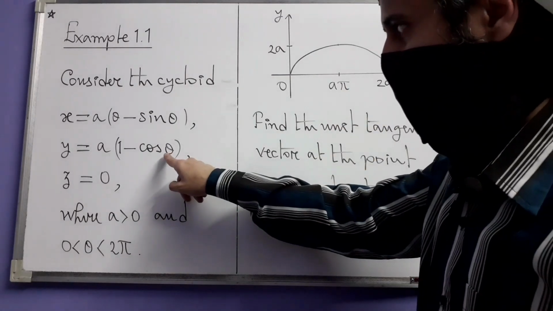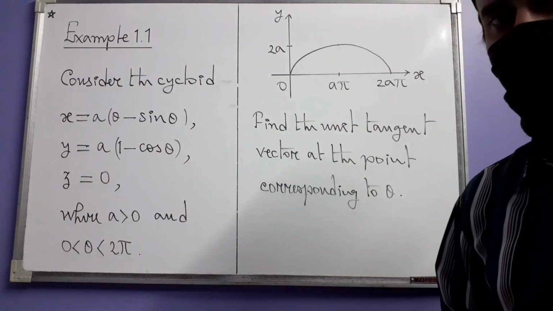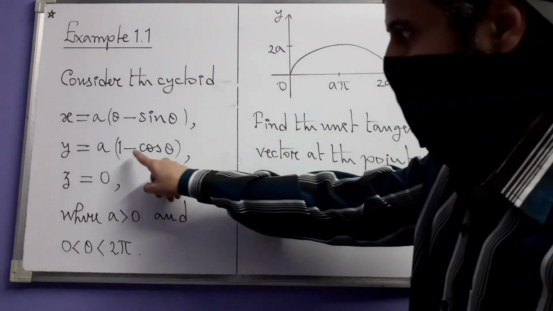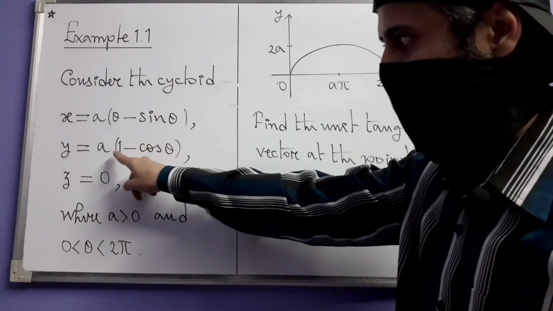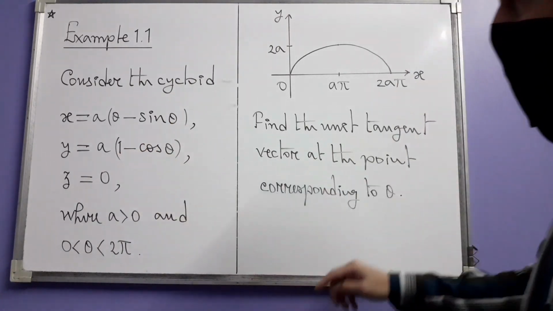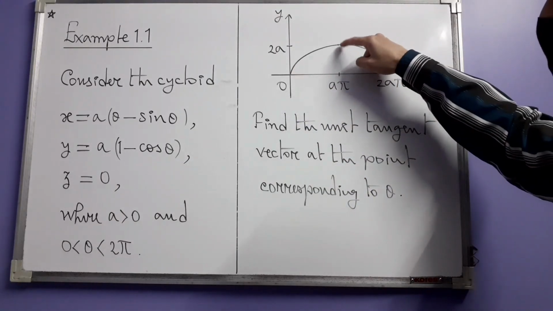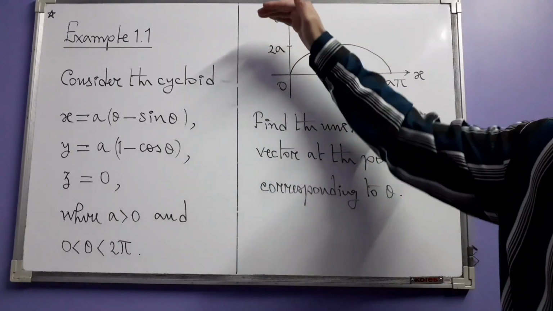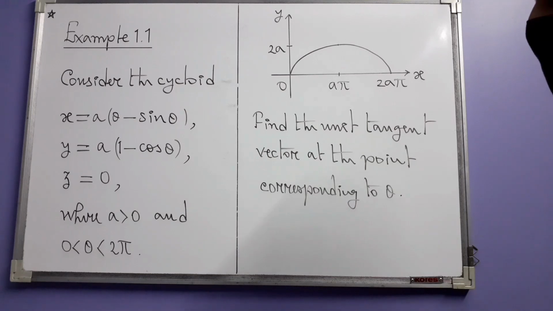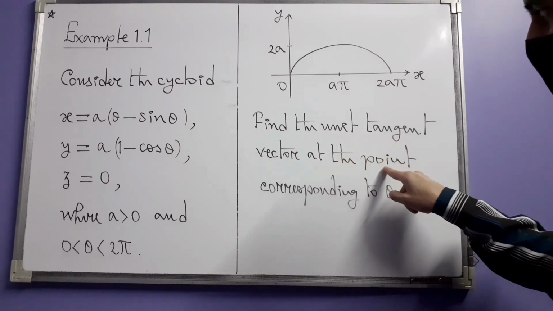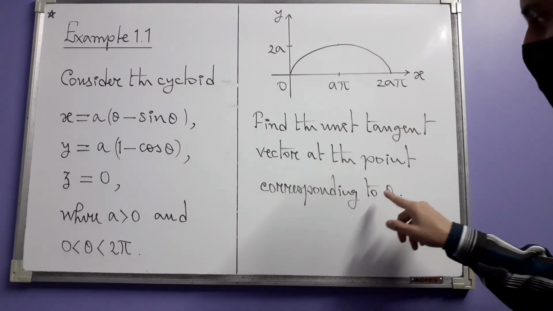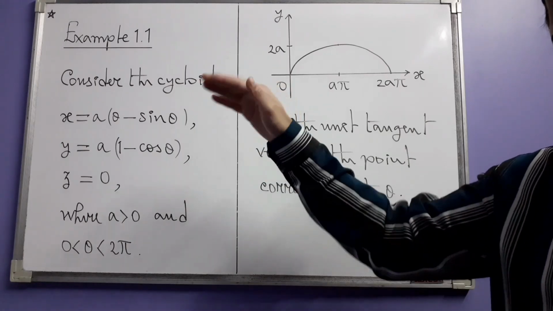And this time, what is cos pi? Cos pi is minus 1. So minus of minus 1 is plus 1. So here you get 2a. A pi comma 2a. That's the highest point here in this figure. Find the unit tangent vector to this curve at the point corresponding to theta. That means at a general point.